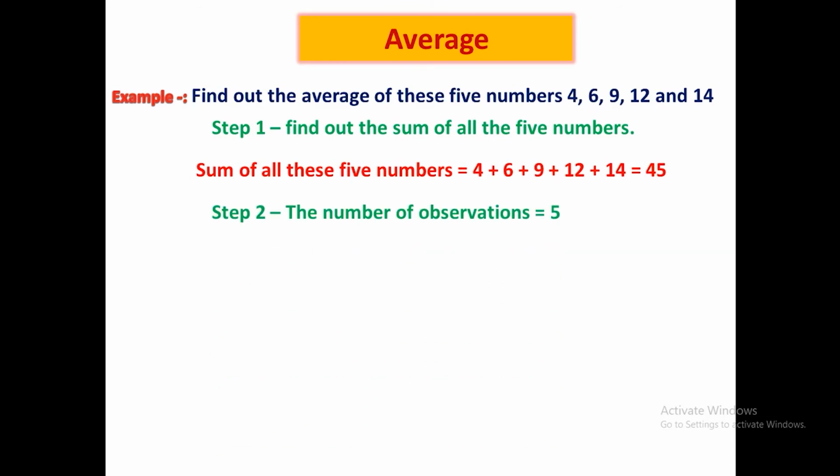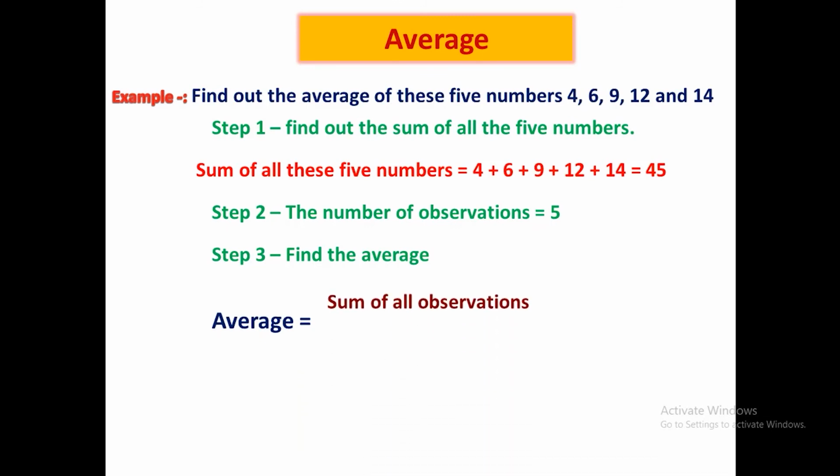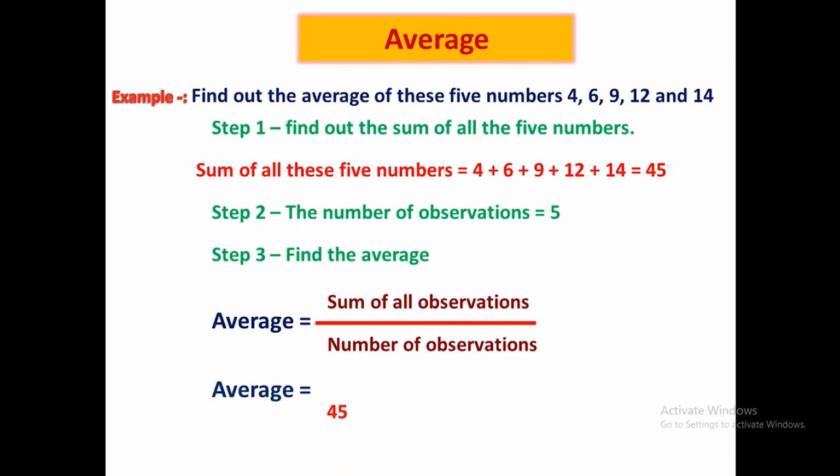Now, in step 2, write the number of observations. So, there are 5 numbers. So, the number of observations is equal to 5. Now, in step 3, find the average. So, average is equal to sum of all observations upon number of observations. So, here sum of all the observations is equal to 45 and number of observations is equal to 5. So, divide 45 by 5, which is equal to 9. Thus, the average of the 5 numbers is 9.